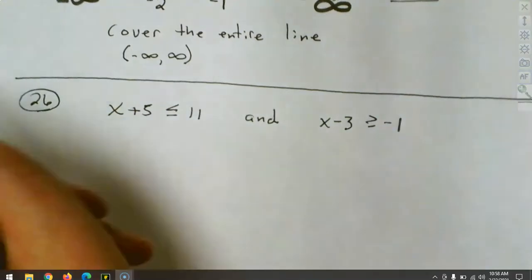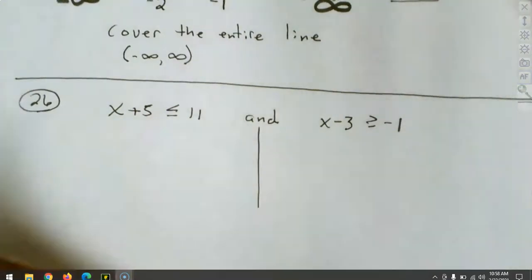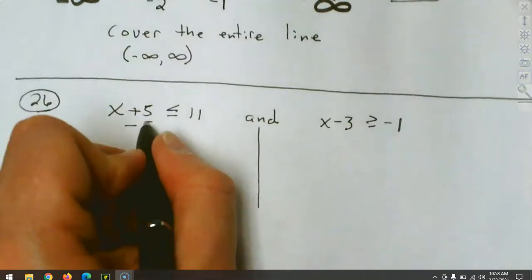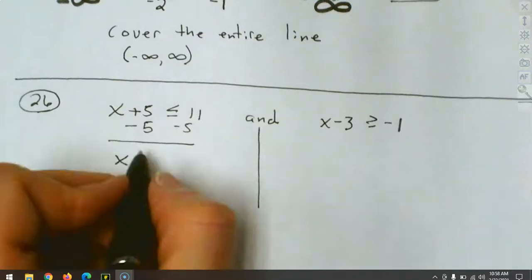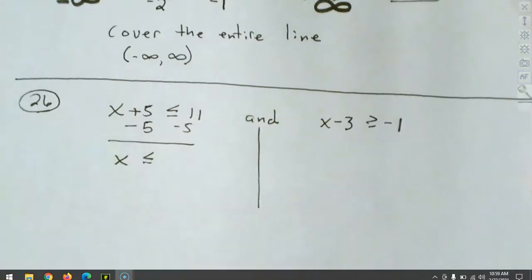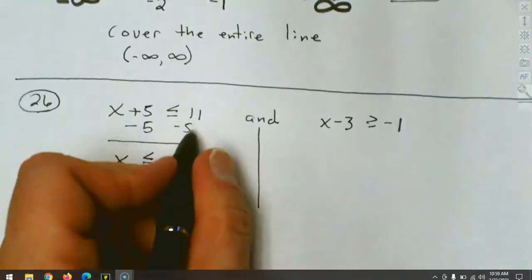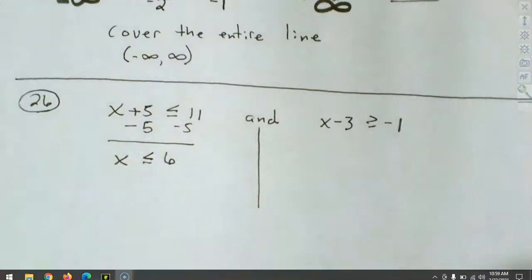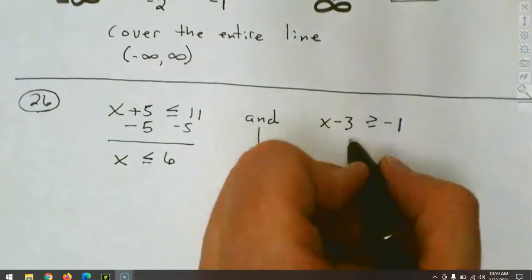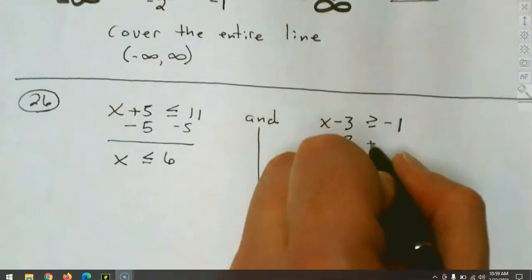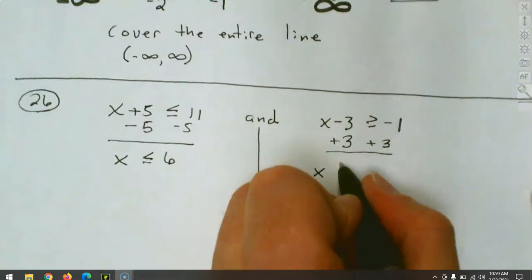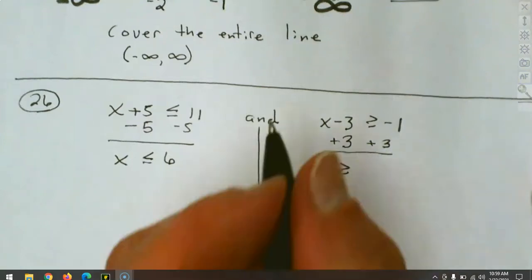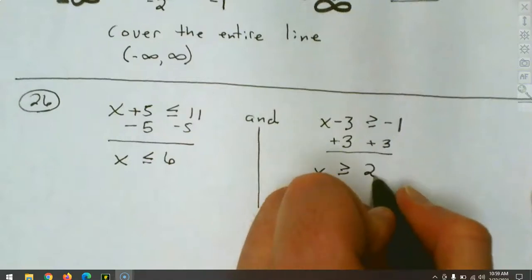We have this and. We're going to separate. I'm going to move that 5 over on the left. And that makes it then x is now less than or equal to 11 minus 5. That makes this 6 then. Other side, we're going to add that 3 over. So that makes it then x is greater than or equal to, it looks like 2.